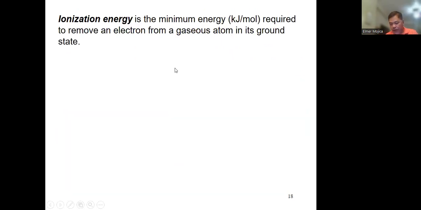Now, the addition or removal of an electron has an associated energy. Whenever you remove an electron, you need energy to do that. So ionization energy is the minimum energy required to remove an electron from an atom in its ground state. So you have an atom, you apply energy, and you remove an electron.